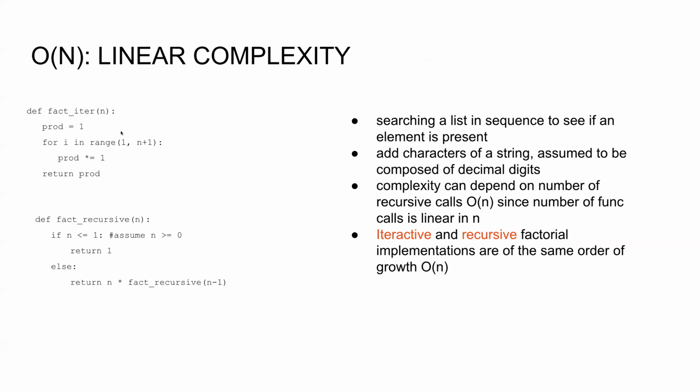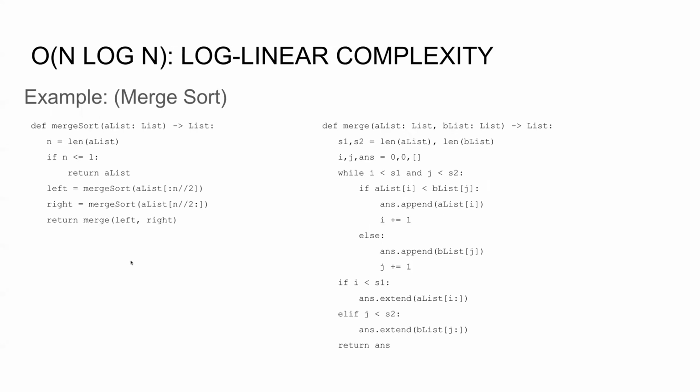Now here is factorial. Like I said, if you do the calculation, it's a for loop with n numbers, and you multiply together. That's O of n. And if you implement this factorial in a recursive manner, it's still O of n because you have n number of stack calls. Merge sort is log linear complexity. We'll talk about sorting algorithms later, but again, this is n log n.